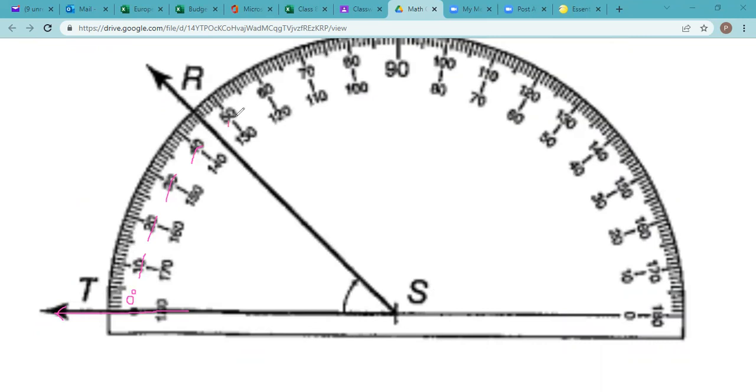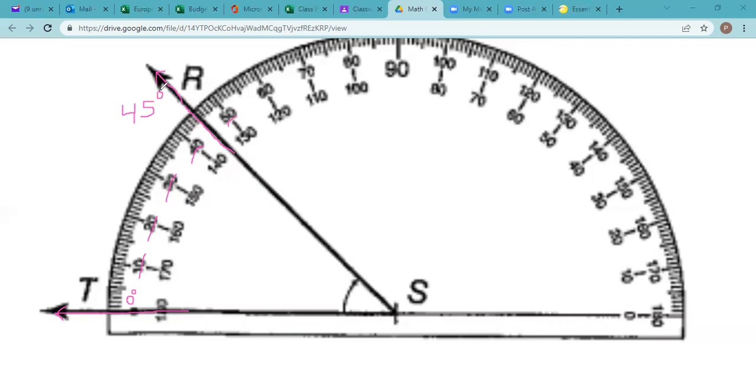It skips over here to 50. So look at this. It comes right in between 40 and 50. So what would that be? It's halfway between 40 and 50. So that would have to be 45 degrees. And we guess that it's an acute angle, and we're right. It is 45 degrees.